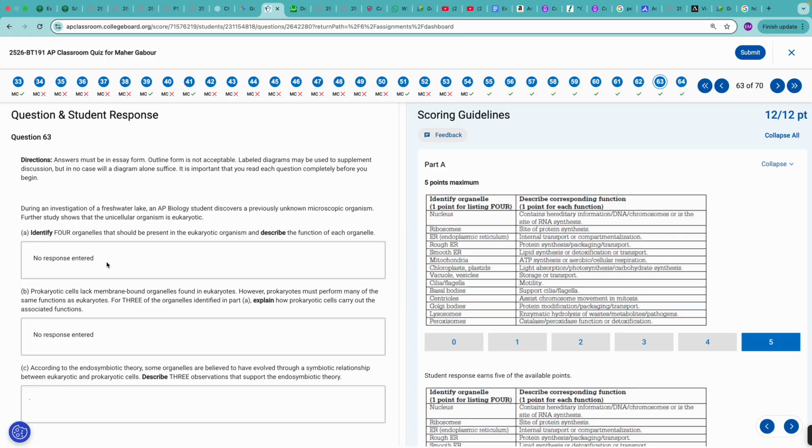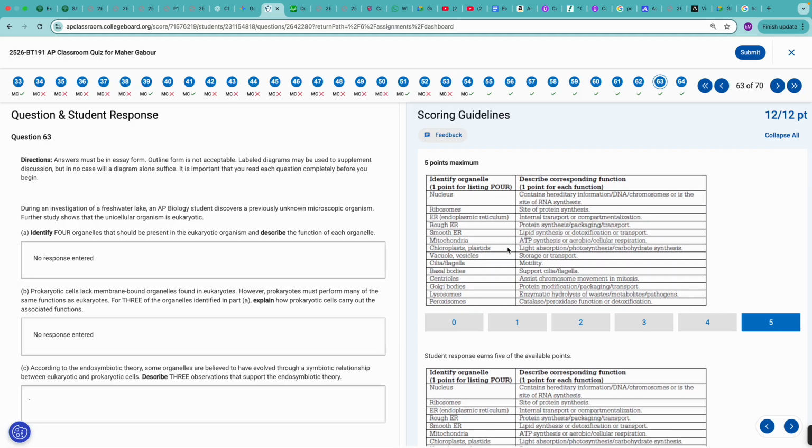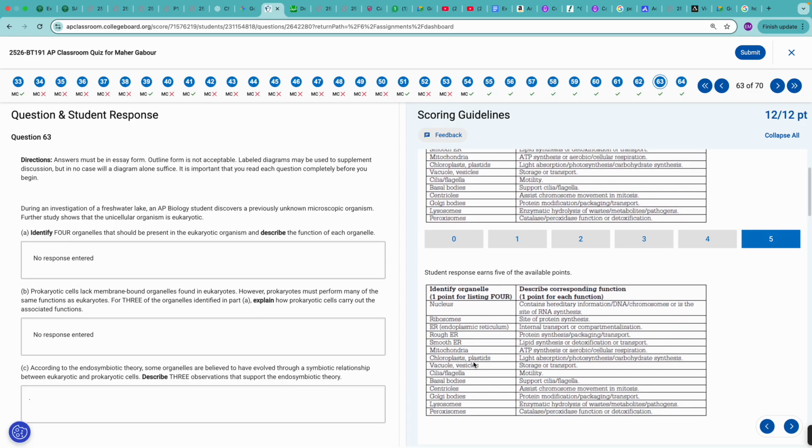Explain the function. Then prokaryotic cells lack membrane-bound organelles found in eukaryotes. However, prokaryotes must perform many of the same functions as eukaryotes. For three of the organelles identified in part A, explain how prokaryotic cells carry out the associated functions. So, for example, I said I want chloroplasts here. We know that prokaryotic cells don't have chloroplasts. So the thing that does the function of chloroplast, which is the light absorption, the photosynthesis, and the carbohydrate synthesis, is actually the thylakoid membranes.